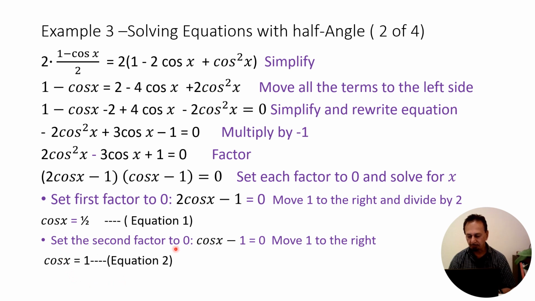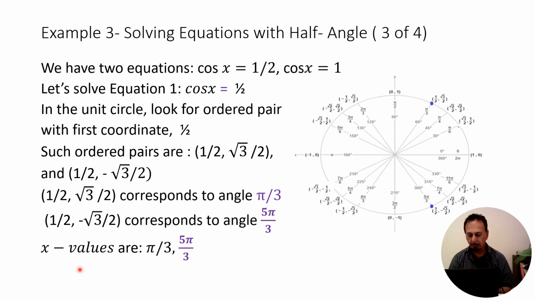Now we set the second factor to 0, cosine x minus 1 equal to 0. Move 1 to the right, and we get cosine x equal to 1, and that's it. That is equation 2. So we have two equations, cosine x equal to 1/2 and cosine x equal to 1.